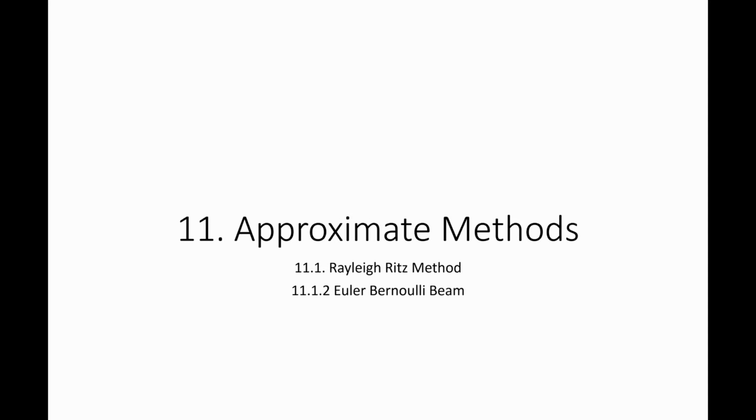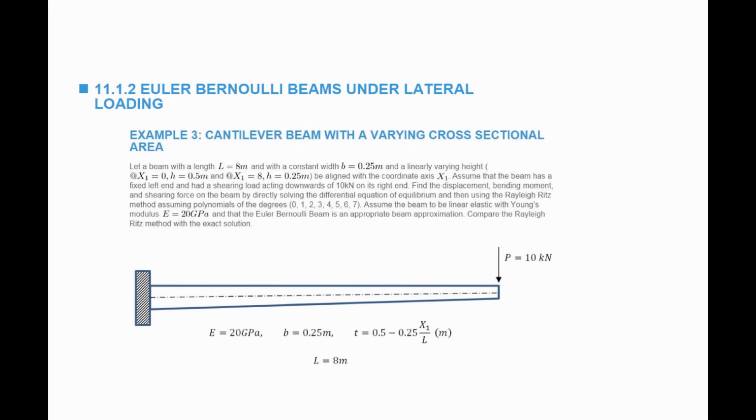In this video, we're going to discuss the Rayleigh-Ritz method applied to an Euler-Bernoulli beam. We're going to apply it to an example of a cantilever beam with a varying cross-sectional area. The beam has a length L of 8 meters, constant width of 0.25 meters.